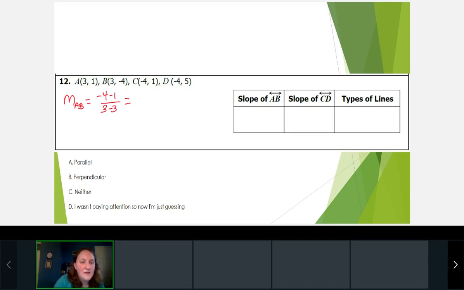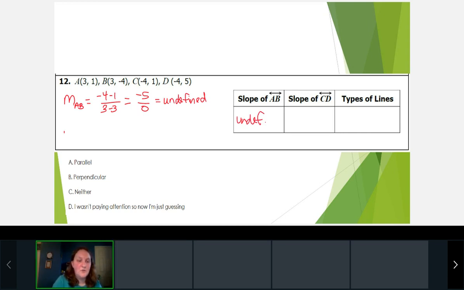Well, -4 minus 1 is -5, and 3 minus 3 is 0. If you graphed these points, you graphed a vertical line. Okay, so -5 over 0, that reduces to undefined. We cannot divide by 0. 0 is not allowed to be in the denominator. So we have an undefined slope.